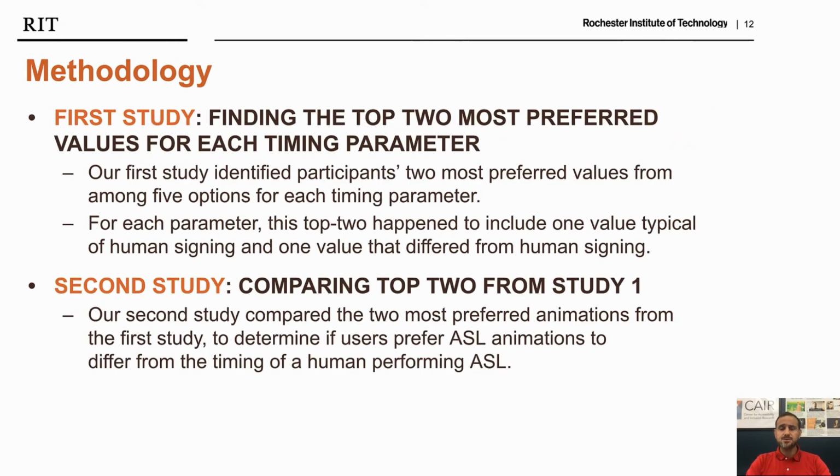We conducted 2 empirical studies to investigate participant preference for speed and timing parameters of ASL animations. Our first study identified 2 preferred values from among 5 options for each parameter, one of which included a typical human value for this parameter. Our second study compared the 2 most preferred animations from the first study to determine if users prefer animation to differ from human timing.